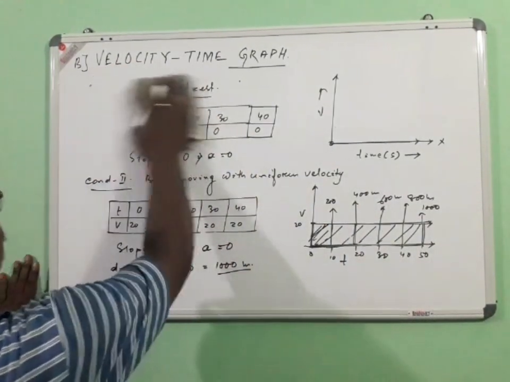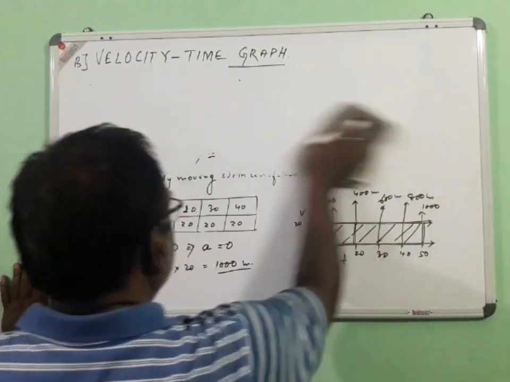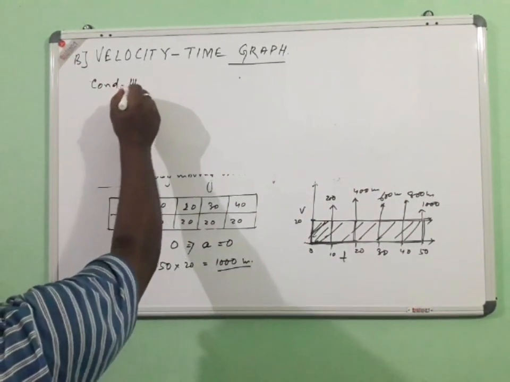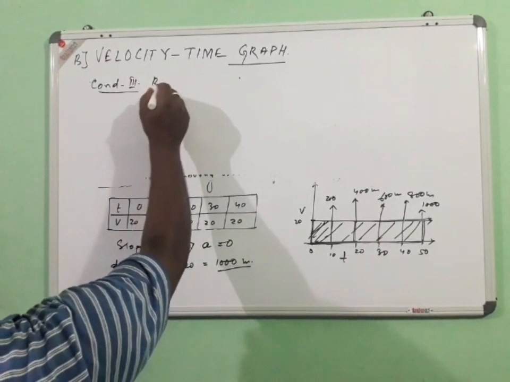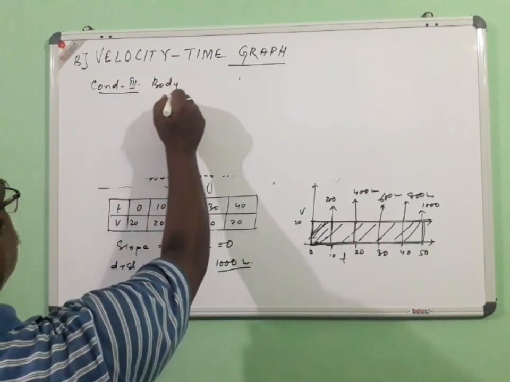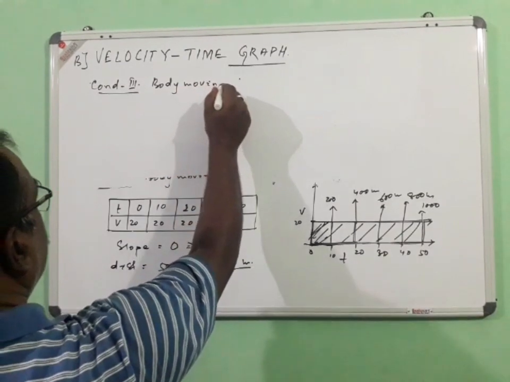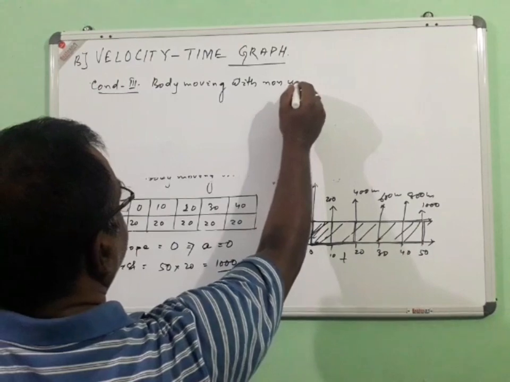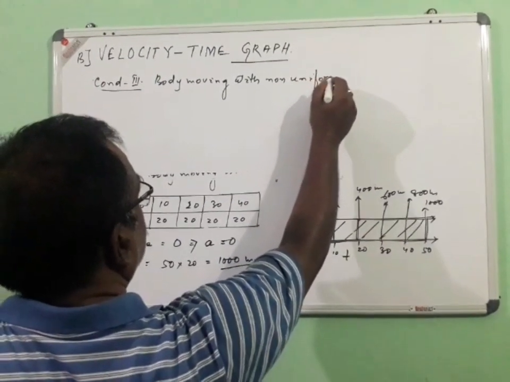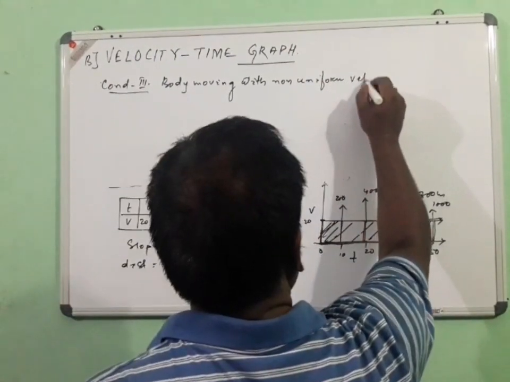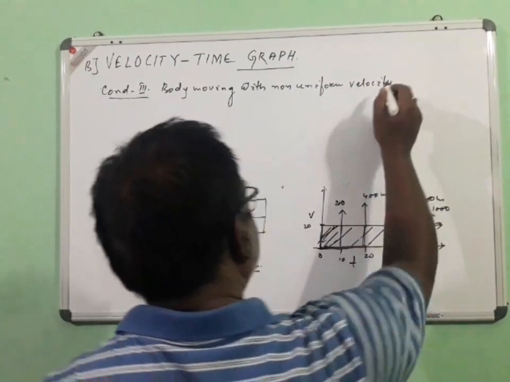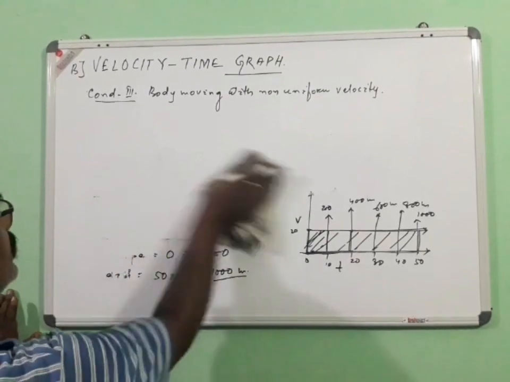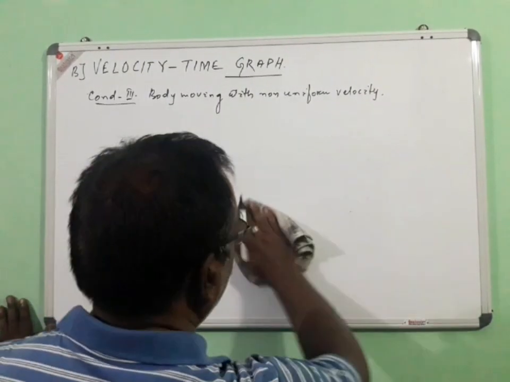Now the third condition that we will see: condition number 3, body moving with non-uniform velocity. If this is the case, then here we will find 3 different cases. Body moving with non-uniform velocity.